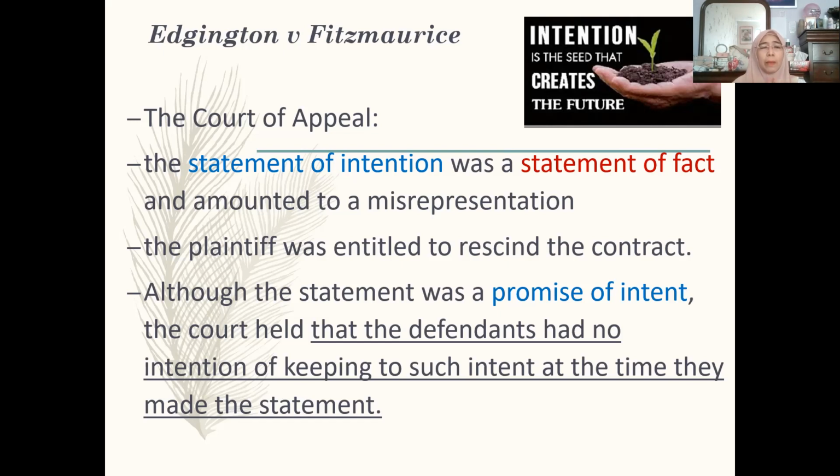And for that purpose, the plaintiff was entitled to rescind the contract. Even though the statement was a promise of intent, something to be done in the future, the court held that the defendants had no intention of keeping to such intent at the time they made the statement. They knew from the very beginning they were not going to use the money for what was written in the prospectus, but used the debentures for something else. And this is what the plaintiff was not happy with, the act of the defendant.